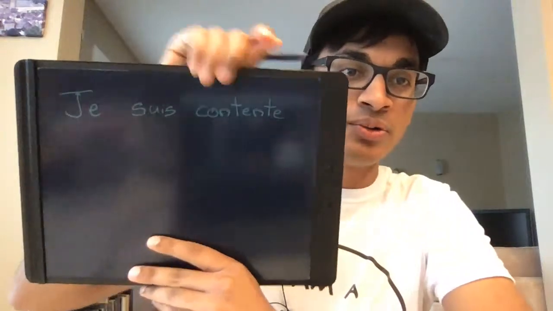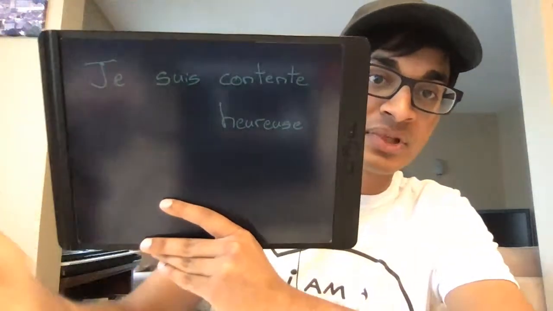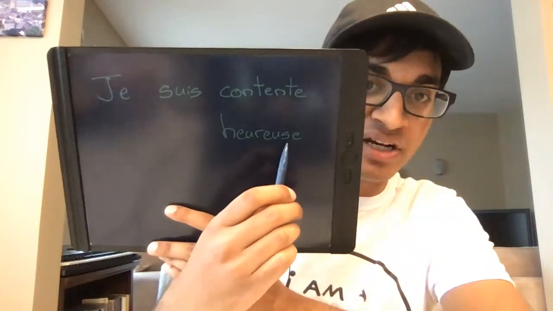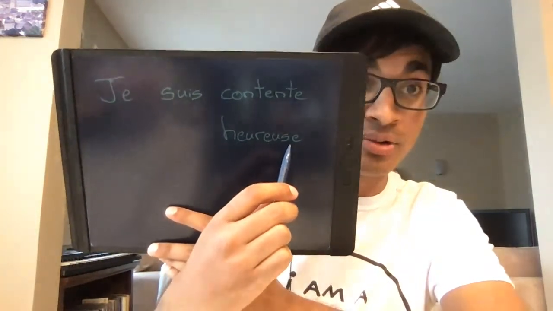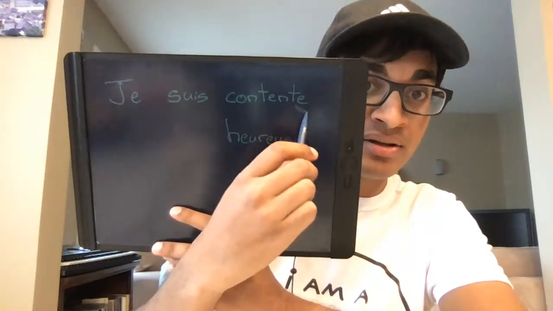You would say je suis contente. Contente. Je suis contente. Or if we're gonna do the other word for happy, heureuse. Heureuse. So notice we have an extra E at the end. If you're writing notes during this video, look at your notes or look at the Google Doc if you want to.